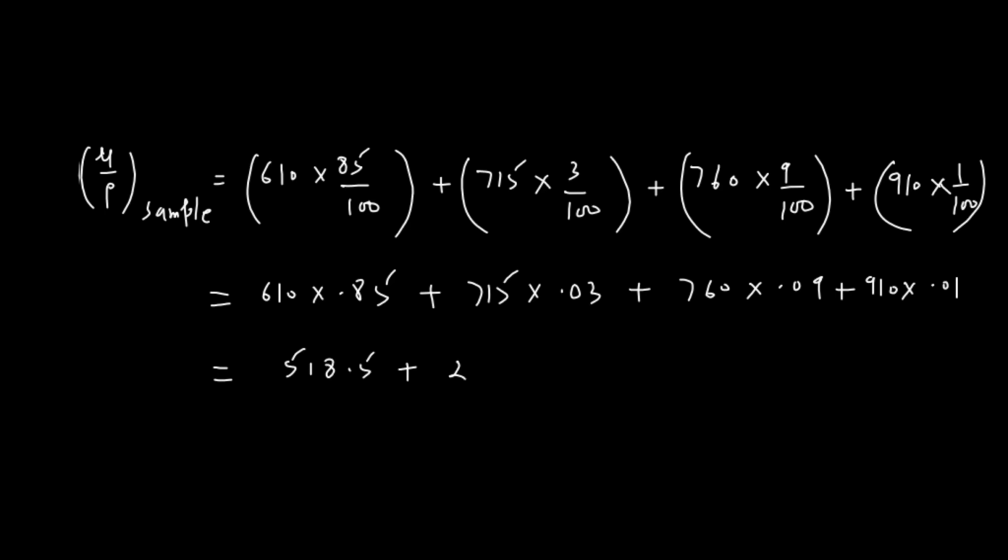This will give you 518.5 plus 21.45 plus 68.4 plus 9.1. Right? If you add all together, this will give you 617.45 centimeter square per gram.